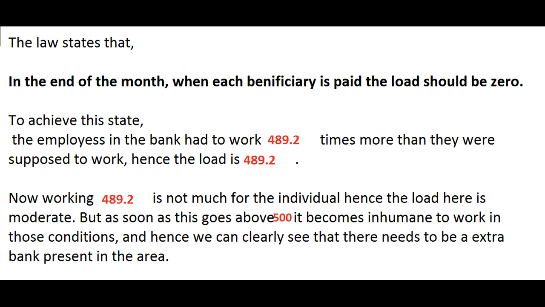The law states that, at the end of the month, when each beneficiary is paid, the load should be 0; let's call it a state of excellence. To achieve the state of excellence, the bank employees had to work 489.2 units more than what they were supposed to. Working this much is not much for the employees, but when this value goes above 500, it becomes inhumane, and there must be a financial institution open to balance the load. Keep in mind that the threshold, which is considered as 500 in this case, can be defined by the authority and can change from place to place.